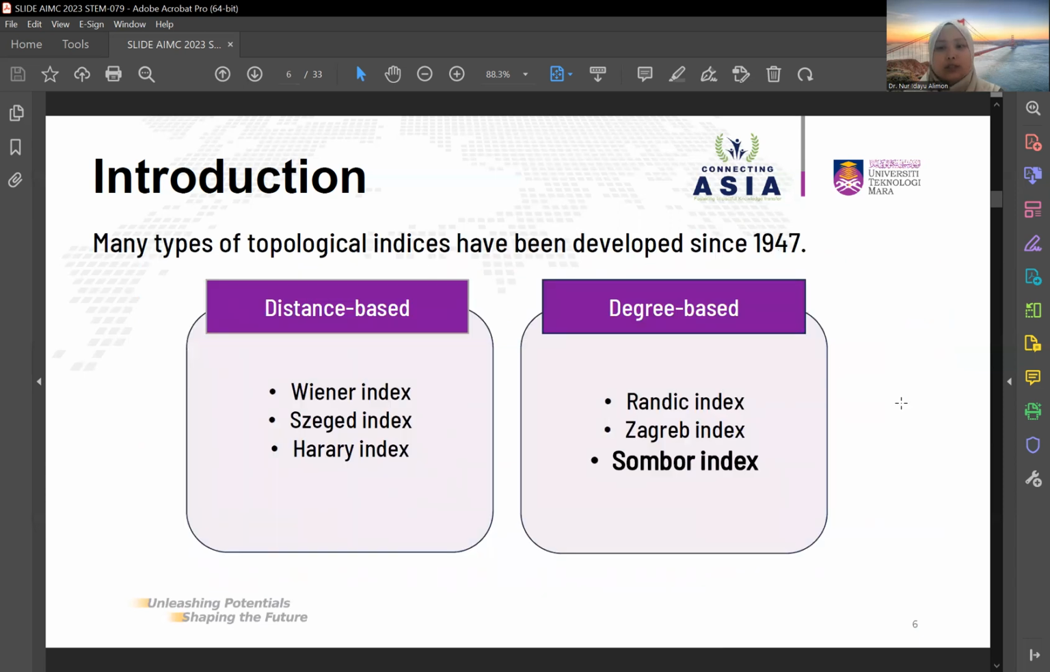There are many types of topological index that have been developed since 1947. The first topological index that was developed is the Wiener index. We have two types, distance-based topological index and also degree-based topological index. Under distance-based, we have so many types of topological index, but I only put three here: Wiener index, Zagreb index, and also Harary index. And then for degree-based, we have Randić index, Zagreb index, and also Sombor index. I will focus on Sombor index only in this study.